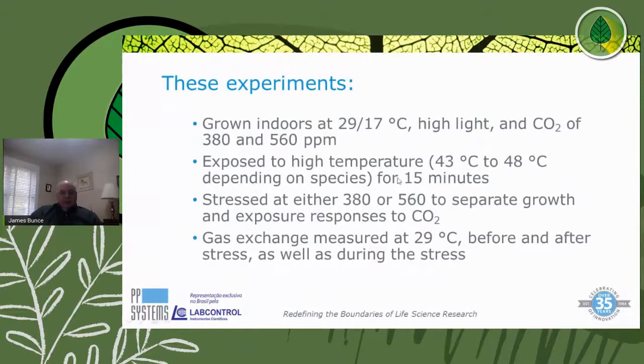Then they're exposed to high temperatures, somewhere between 43 and 48, depending on the species. And as I said, this is a temperature where if you hold the leaf there, you see a steady, gradual decrease in photosynthesis. So photosynthesis becomes unstable at those temperatures. We treat them for only 15 minutes and then return them back down to normal temperatures. We stress them either at 380 or 560, so we can separate the effects of growth and exposure responses to CO2 concentration. The gas exchange measurements were made at 29 degrees before and after the stress, as well as during the stress period.